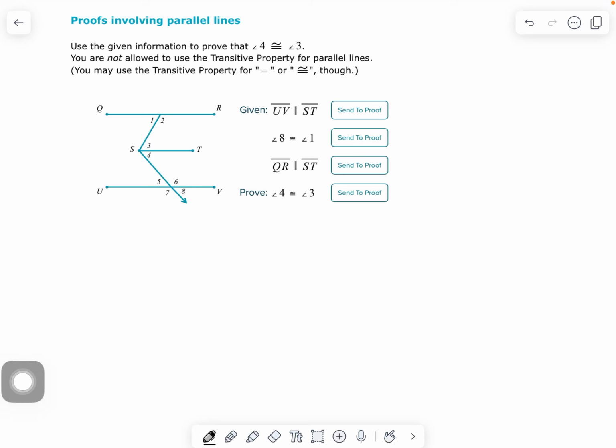Proofs involving parallel lines. First thing we need to say about this is this little disclaimer they have at the top. You are not allowed to use transitive property for parallel lines. What that means is typically in these ones, they've given you enough information that there are usually 3 sets of parallel lines. And they might have given you, say, that maybe UV is parallel to ST. So that means that this one and this one are parallel.